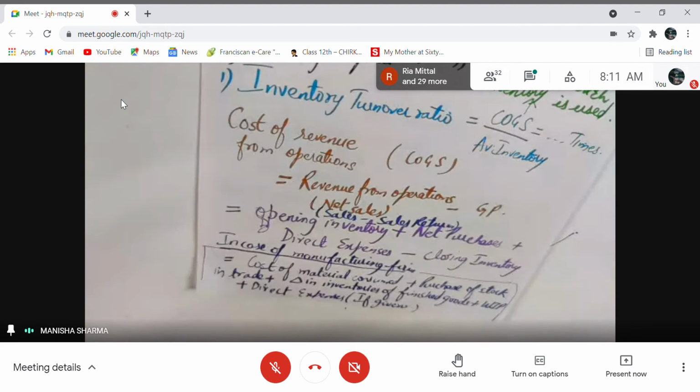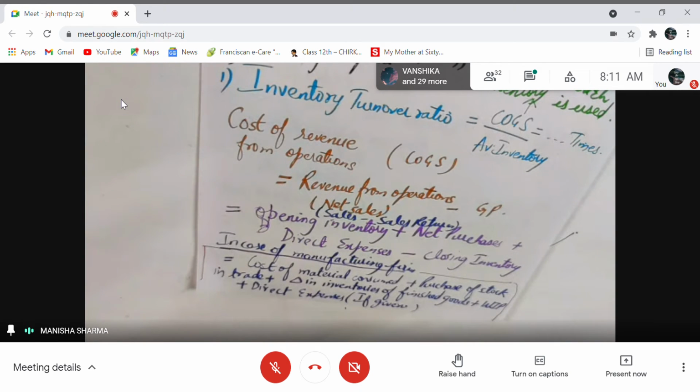Yes, Harleen, what? Ma'am, the formula is opening inventory plus net purchases plus direct expenses minus closing inventory. So, Harsheen, you were missing direct expenses, right? We have direct expenses also in the formula.